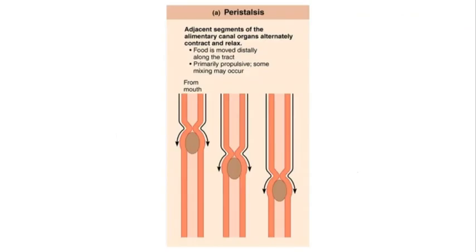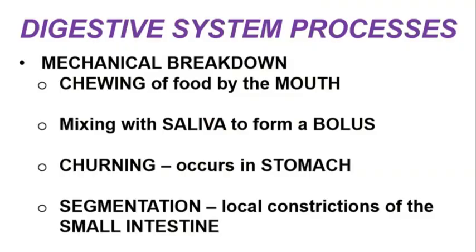So peristalsis involves contraction of segments of the alimentary canal that are behind masses of food, while muscles in front of the masses of food relax. So this tends to push the food in a single direction. Mechanical breakdown describes the pulverizing of food into smaller pieces. So this allows the enzymes of digestion to work more efficiently.